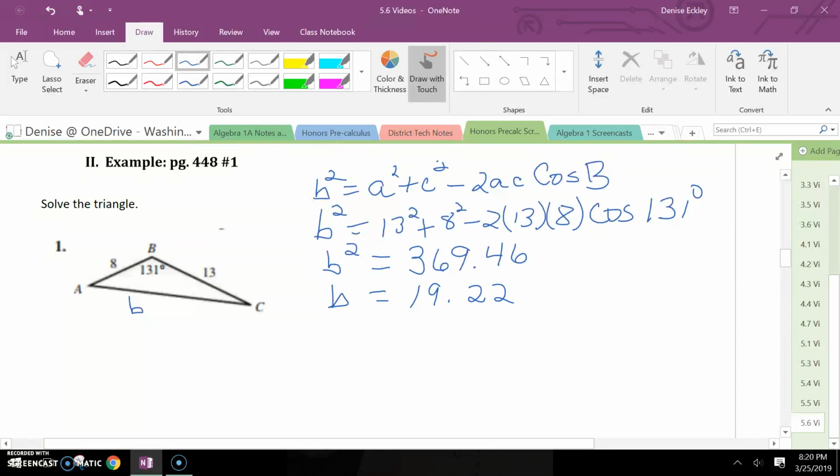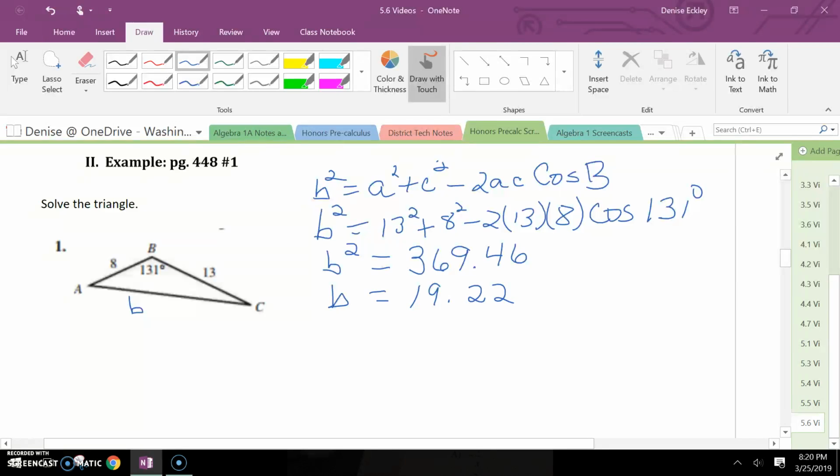Now, just like in the law of sines, the last section, 5.5, normally if you're not told, we're going to round to the nearest hundredth. Okay. So from there, we need to find one or other of the angles and then move on from that. Now, normally what you do is you use the law of cosines again to find one of the angles, and then you can subtract from 180 to find the third angle.